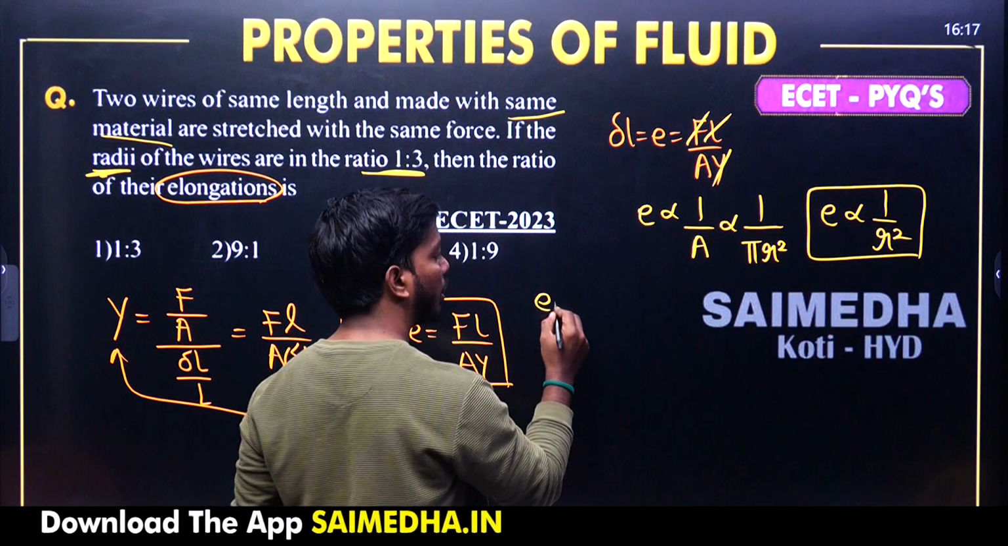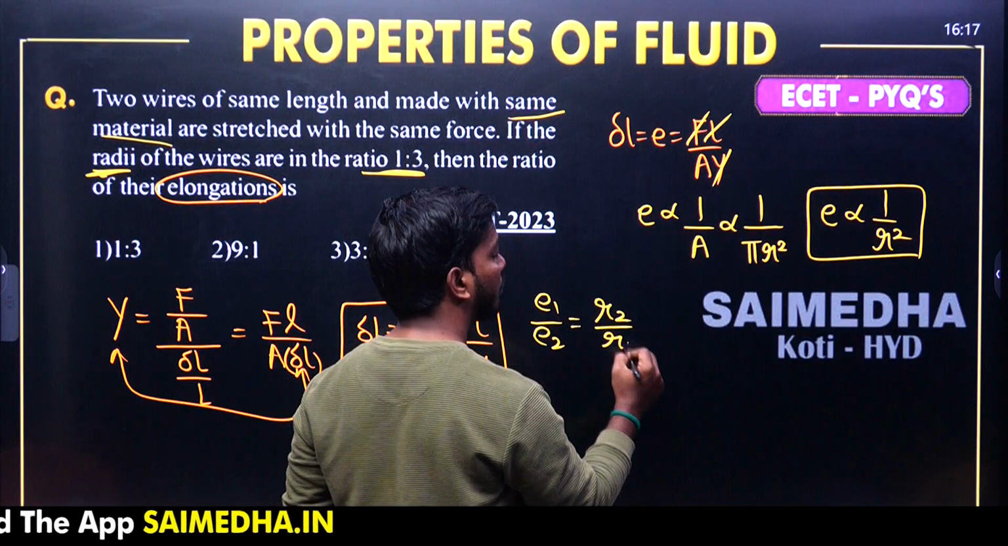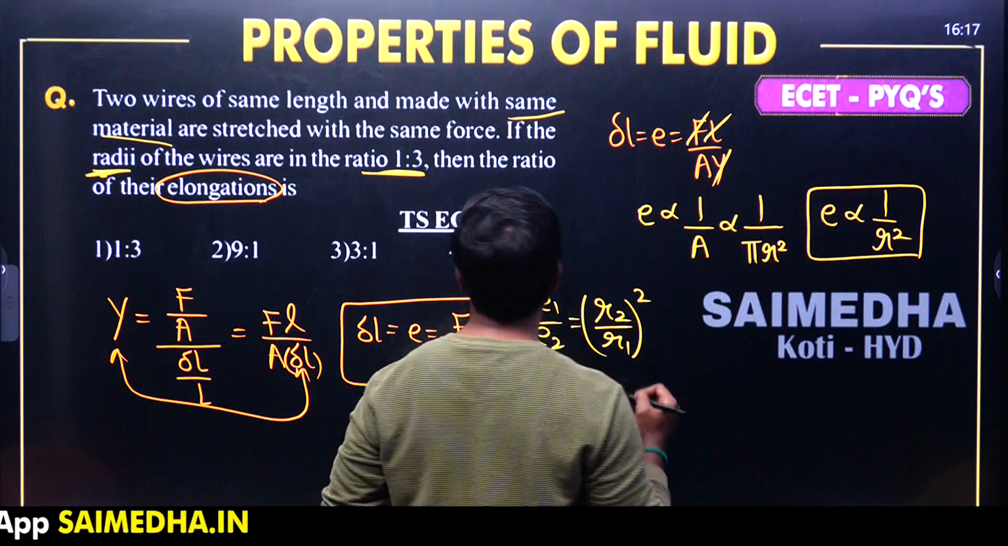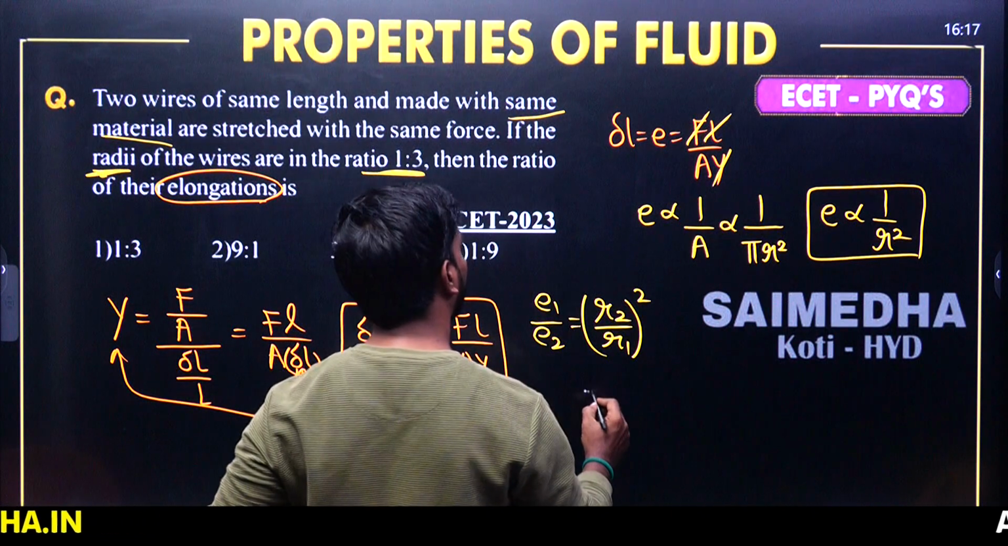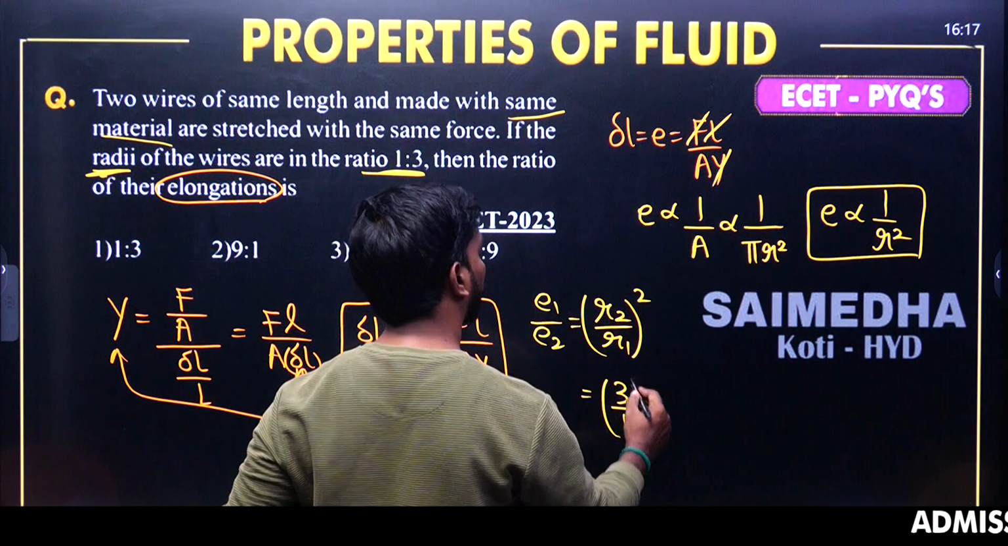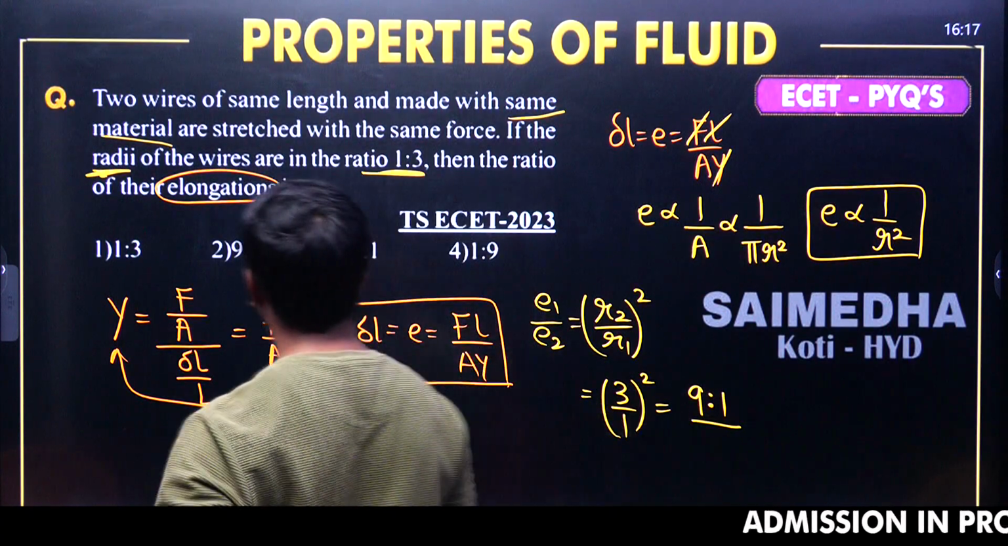So now we know the formula E1 divided by E2 is equal to R2 divided by R1 whole square. In the question R1 by R2 is given as 1:3, so R2 by R1 will become 3:1 whole square. This is going to become 9:1. So this is your final answer.